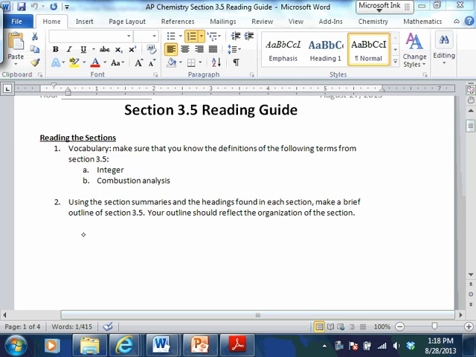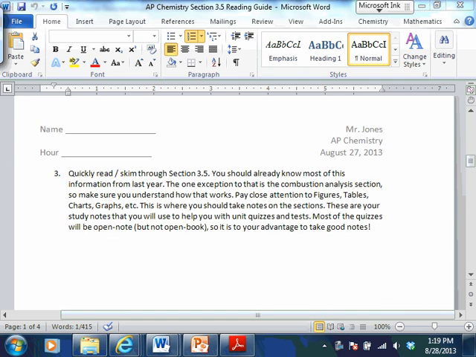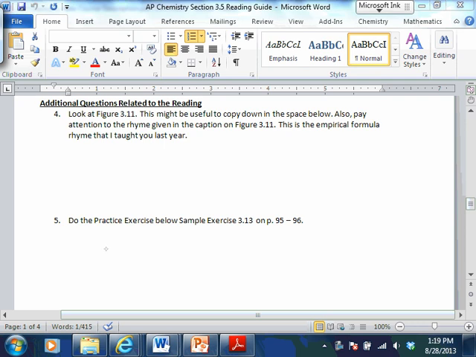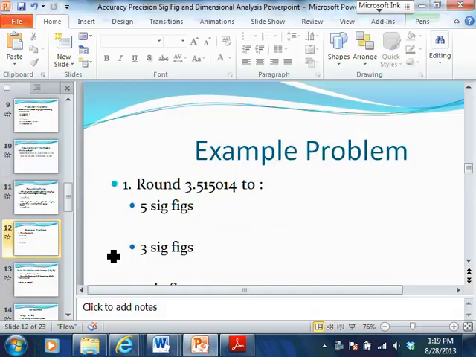Section 3.5 should have been pretty easy for you. Just empirical molecular formulas. You guys remember how to do that? If you don't, you will as soon as we go over it, I think. But really, the high points I want to hit here, the empirical formula rhyme from last year.